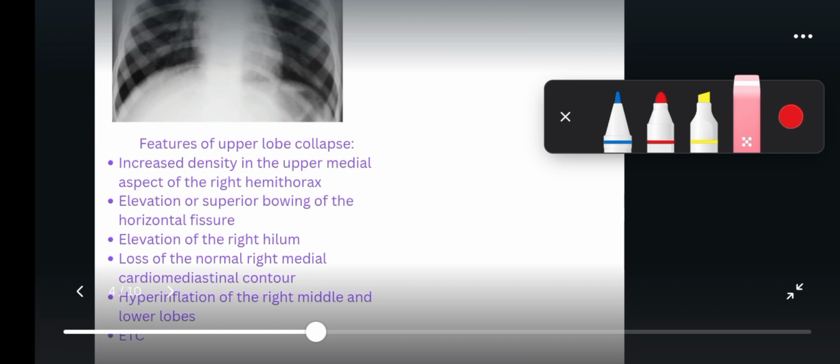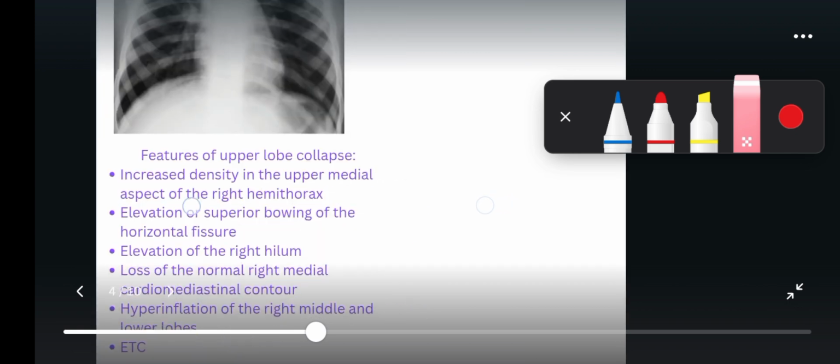Then loss of the normal right medial mediastinal contour. That is the part of the heart that is in contact with the upper lobe. The border will not be distinct. Then hyperinflation of the right middle and lower lobe. We'll call it a compensatory effort, so that they can meet up with the requirement of oxygen need that is expected from the right lung.